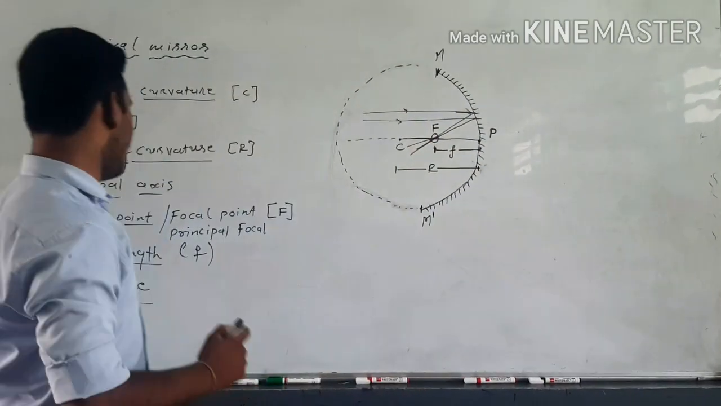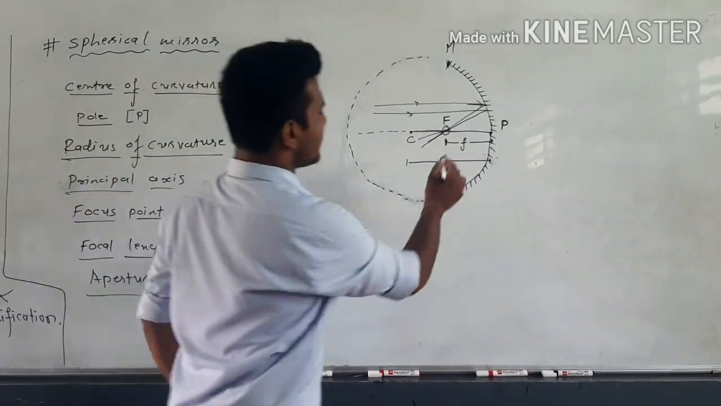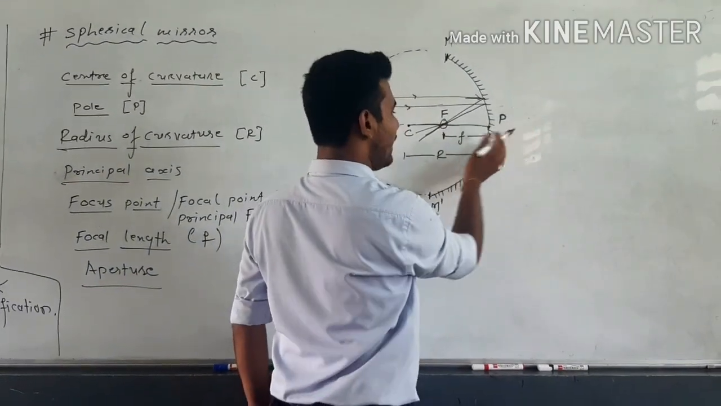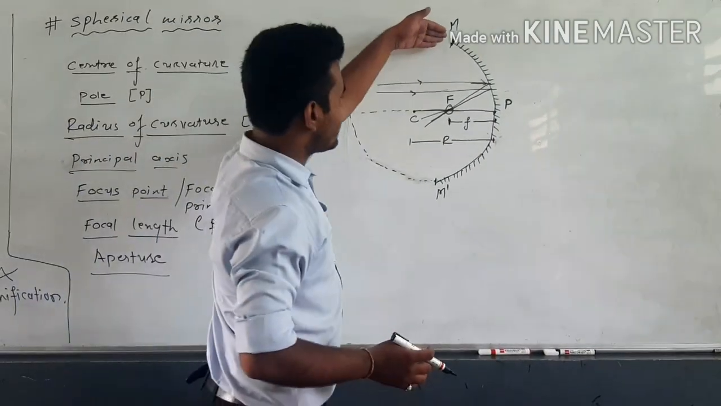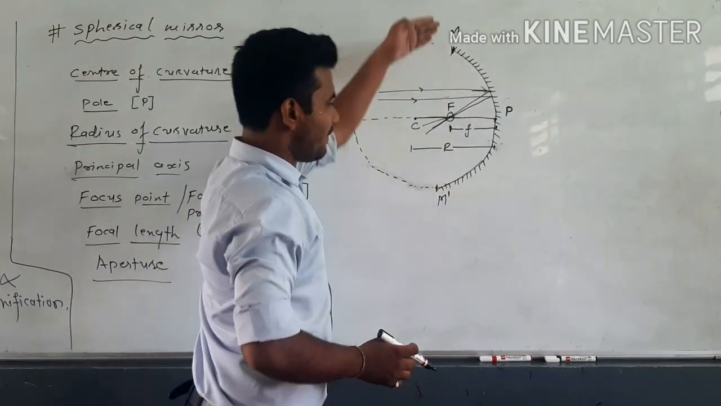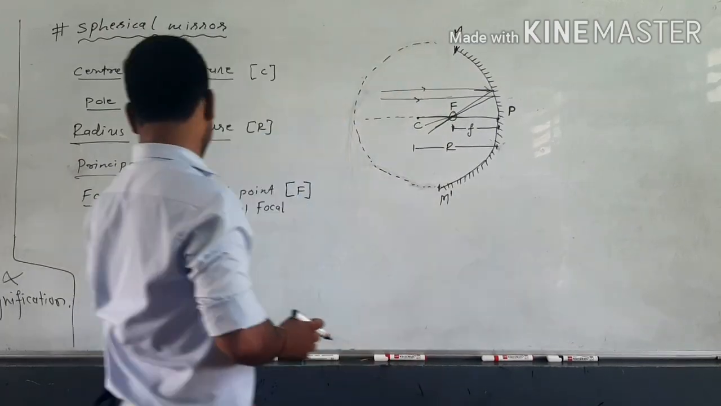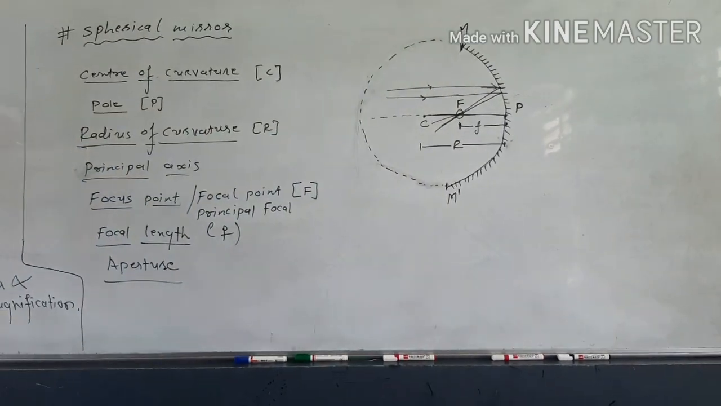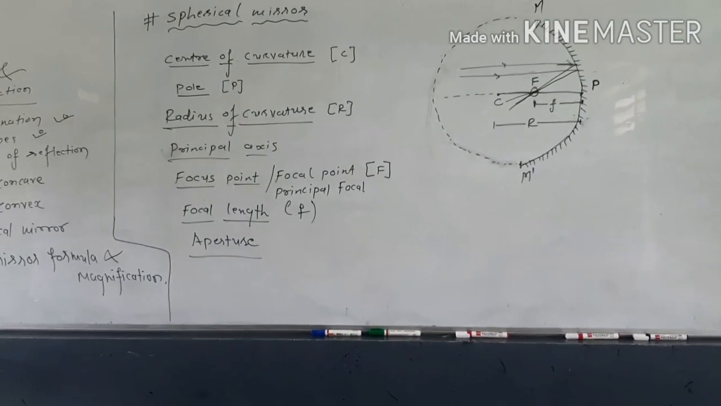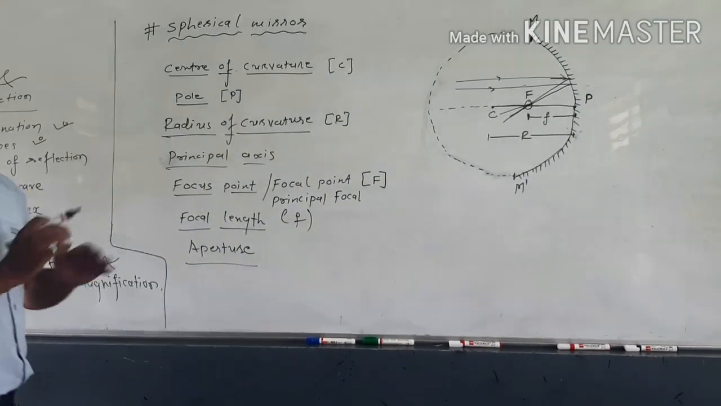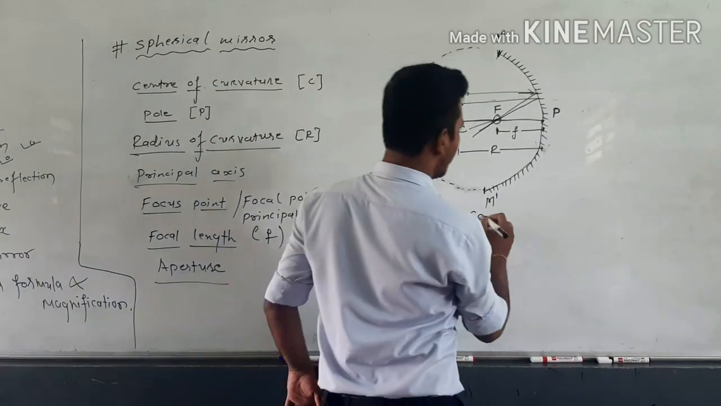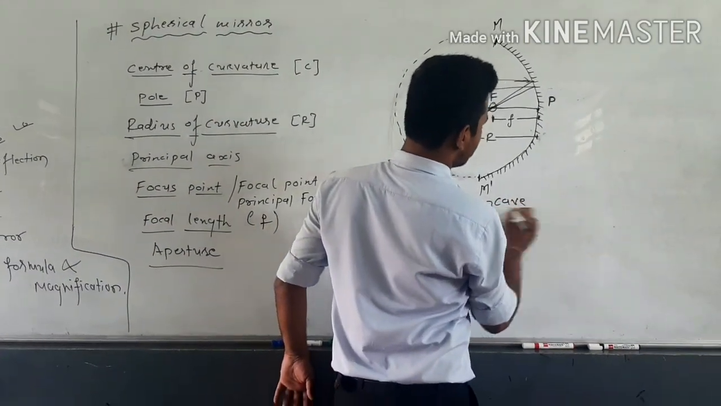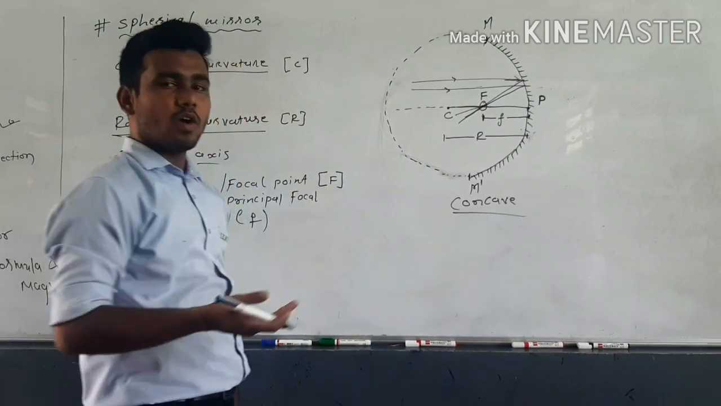That point is called our principal focus. The distance between principal focus and pole P is called our focal length F. And aperture is the distance between mirror M and M dash, the diameter of that. So we have understood the terms related to spherical mirror. You can think this for a concave mirror, and you can also understand this for a convex mirror.